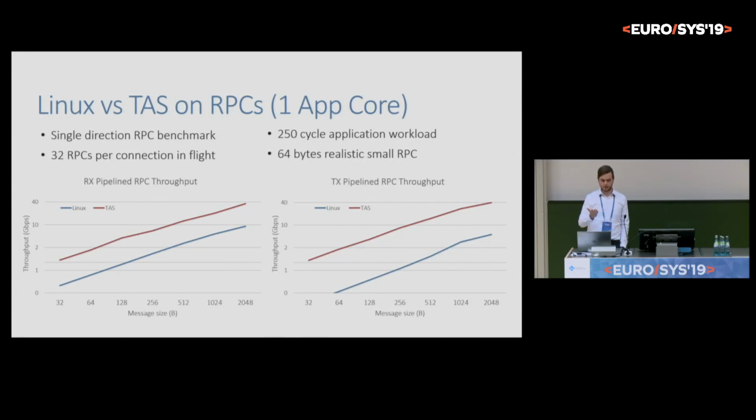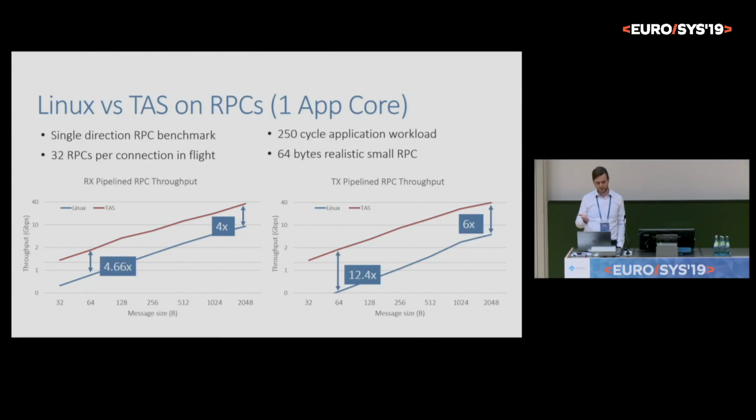We run 32 RPCs per connection in flight and a 250 cycle application workload, and then we vary the message size and measure the throughput on a log scale. What we see is that for a 64-byte RPC, which is like a realistic small RPC, we have a significant performance benefit for TAS. And at 2 kilobyte packet sizes, TAS achieves the line rate for the NIC, which is the maximum throughput the NIC can provide us, which is 40 gigabits. And it still provides performance benefit over Linux.